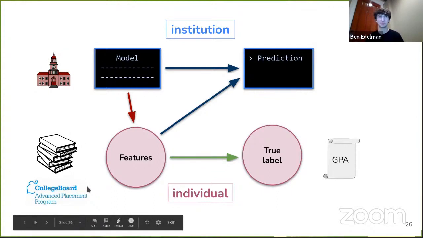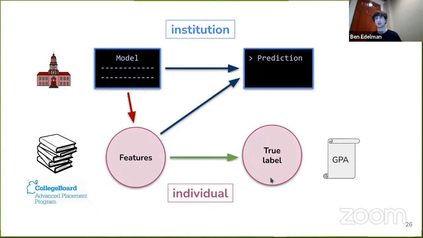Maybe this incentivizes students to take more AP classes, which in turn, maybe by taking more AP classes, the student actually becomes better prepared for college and eventually gets a higher GPA. So we actually have a causal connection: taking more AP classes is actually causing the GPA to change.